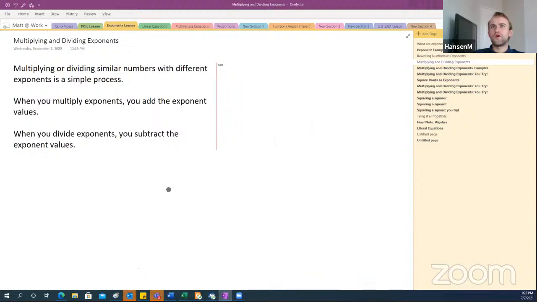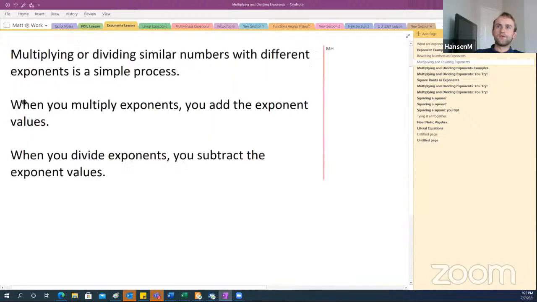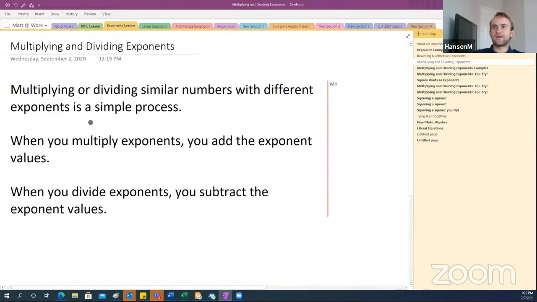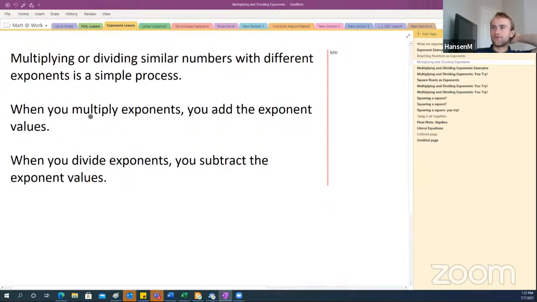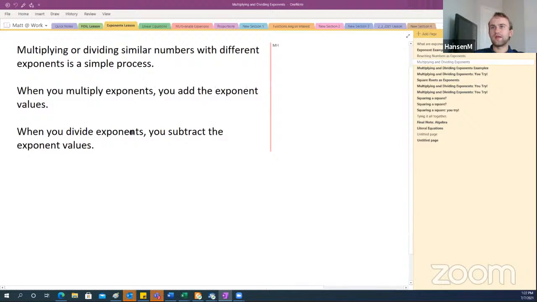So now we're going to move on to multiplying and dividing exponents. There's some math rules that actually make this really easy for us. If you're multiplying or dividing similar numbers with different exponents, if you multiply them, you add the values of the exponents together, and whenever you divide them, you subtract the values of the exponents from each other. Note that whenever you're doing that, it has to be the same base number.